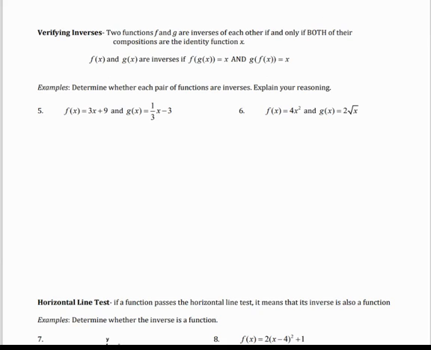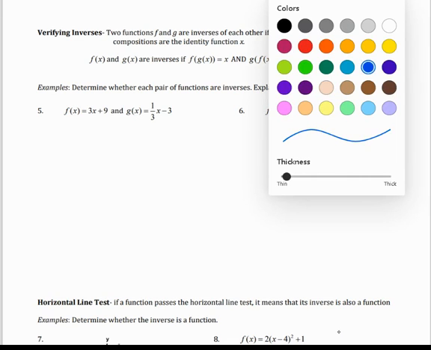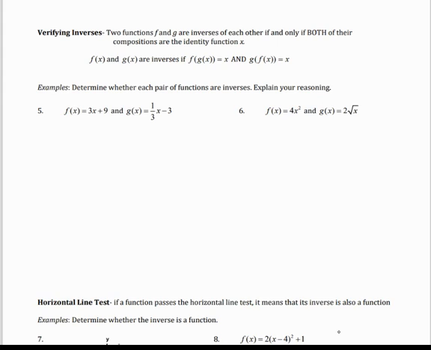Next part on page 2 is verifying inverses. So if I asked you, are these two functions inverses? We have a couple of ways to do that. You could literally go find the inverse of each to see if you get that same answer, or we can use a composition of functions. Two functions, f and g, are inverses if and only if both of their compositions give us x. Okay? So that means f of g of x has to equal x, and g of f of x has to equal x. If that's true, then they're inverses.